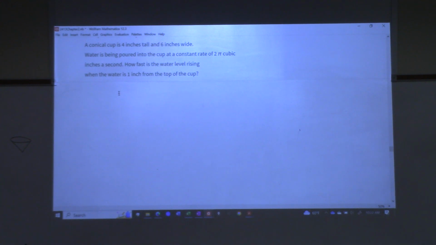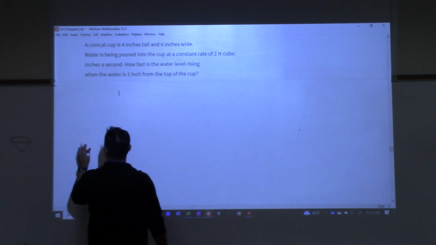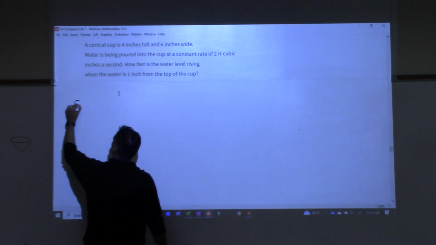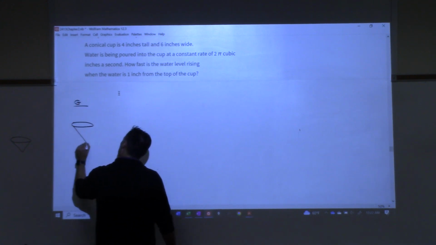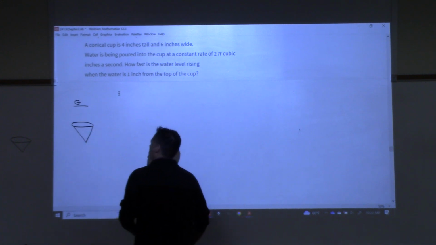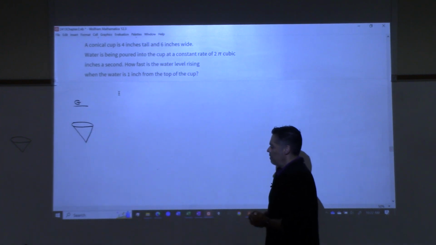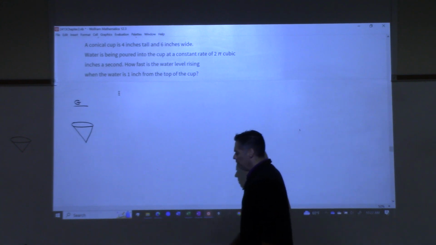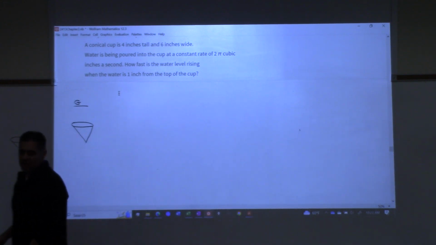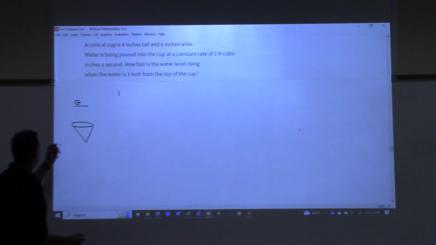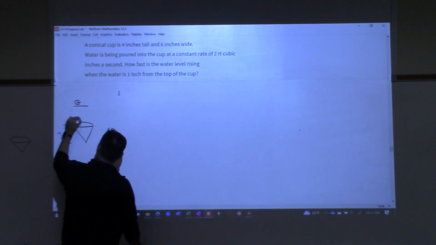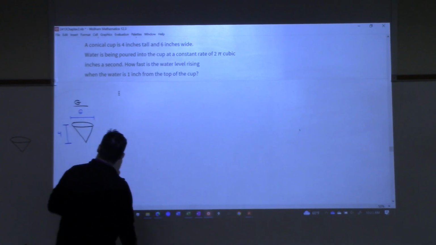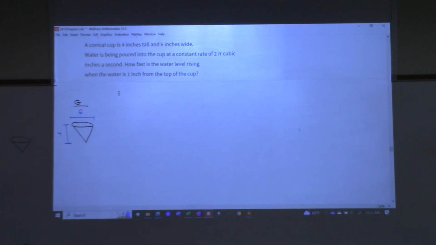All right, let's get a picture going. We got less than 20 minutes. All right, so my general picture, a cone, not drawn to scale. Now, this cone does not change, all right? It is 4 inches tall, and it is 6 inches wide. I know that doesn't look like 4 inches and 6 inches, but let's just say that's what it is, right? That doesn't change. The cone is the cone.